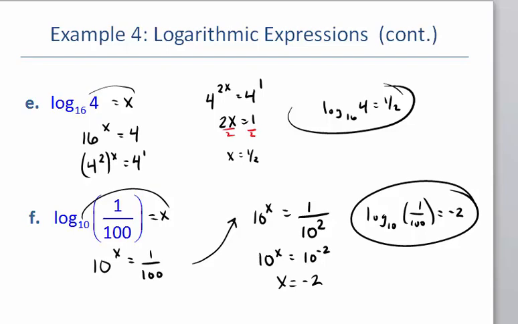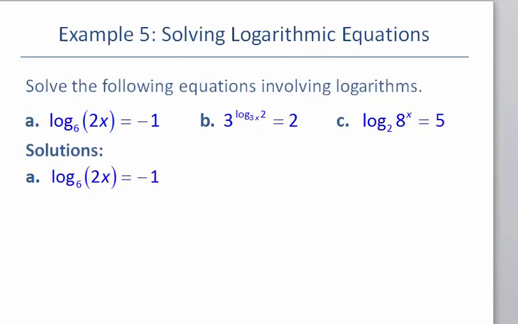All right, so moving on, let's try our next example. Solve the following equations involving logarithms. Log base 6 of 2x is equal to negative 1. So we're going to use the same approach here. The only difference is we're not going to set it equal to x. It's already set equal to negative 1. So we are going to put it in exponential form and see if that makes it easier to solve.